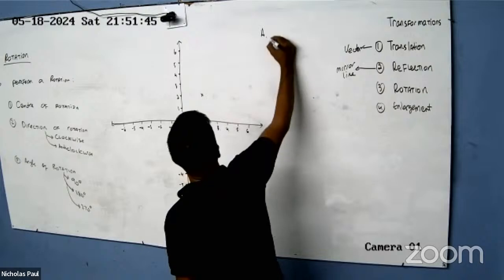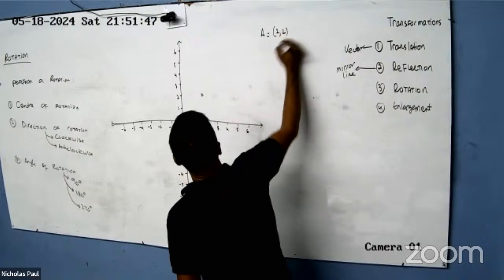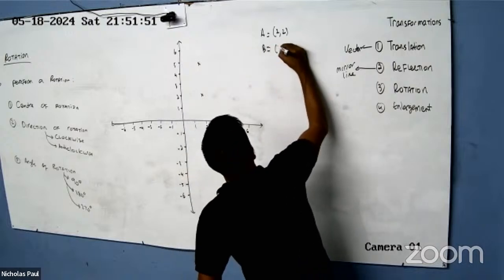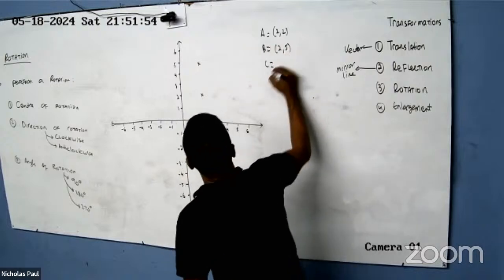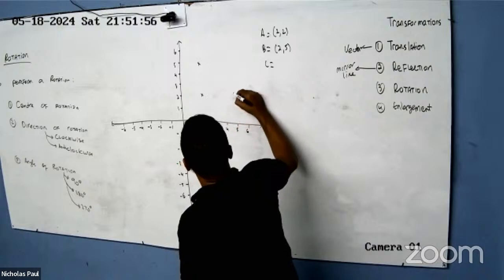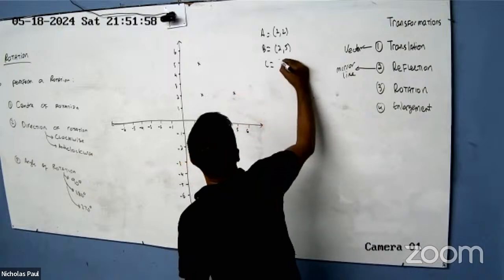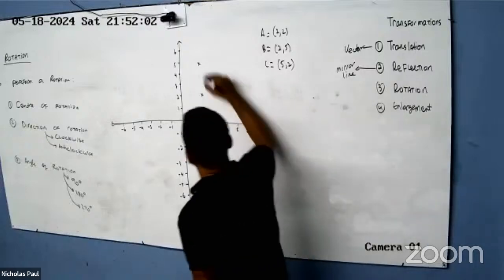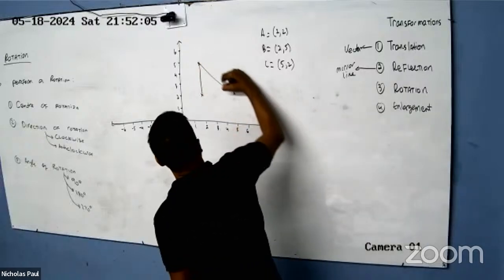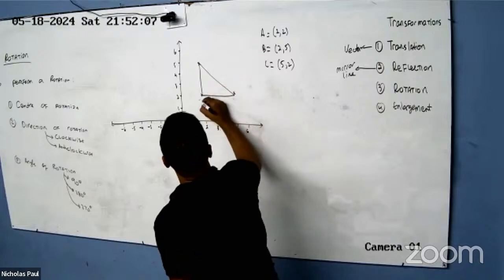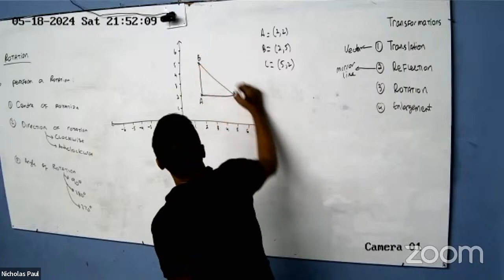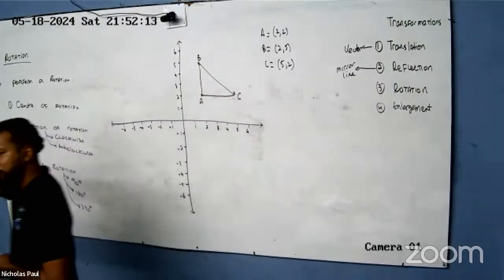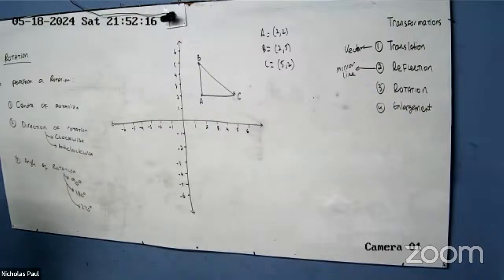A is 2, 2. B is 2, 5. And I want you to plot C. Let's put it at about 5, 2. Do me a favor and plot this triangle here. This is A, B, C. Someone ready? Plot that triangle there for me.